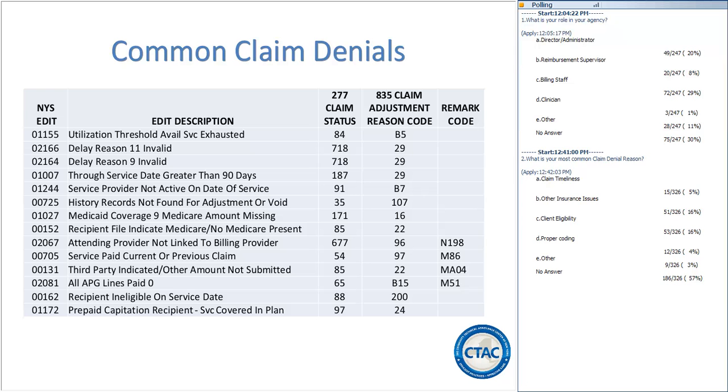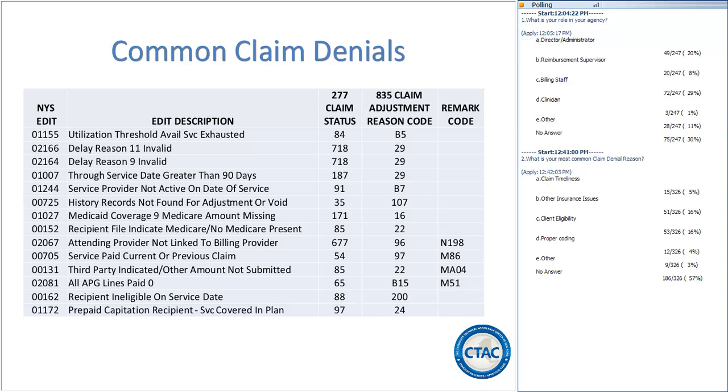The reason somebody might get this edit 2164, delay reason 9 invalid, say for instance, you billed us a year ago, you got a denial, and now somebody discovers, oh, look, we never got paid for this. Let me rebill Medicaid and put delay reason 9 on the claim. Well, it's been too long to rebill it. Remember they said you had 60 days to resubmit the claim with that as your late reason if your claim had denied for something unrelated to timely filing.